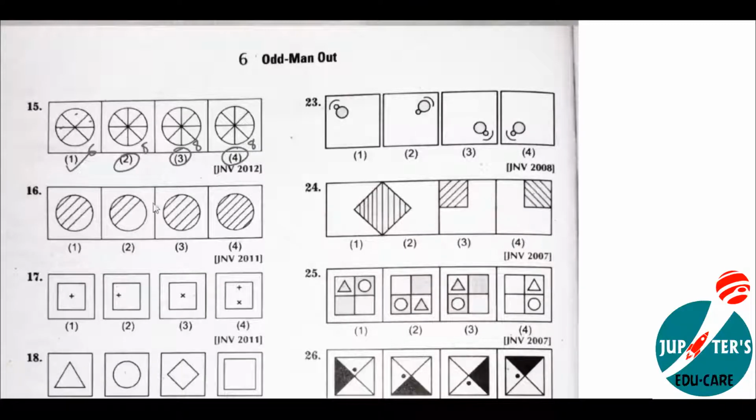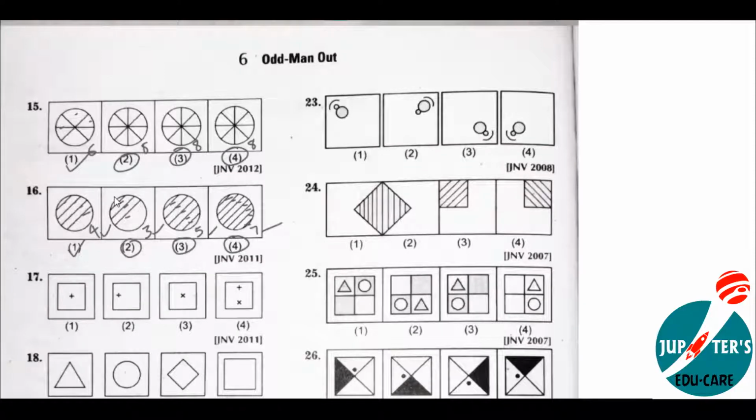See, in question number 16, first option, how many lines we have? 1, 2, 3, 4 lines we have in first option. In second option, 1, 2, 3 lines. In third option, 1, 2, 3, 4, 5 lines we have. In fourth option, 1, 2, 3, 4, 5, 6, 7 lines. So, if you observe carefully, students, in second option, third option, fourth option, we have odd number of lines, means 3, 5, 7. But in case of option 1, we have even number of lines, that is 4. So 1 is our answer.